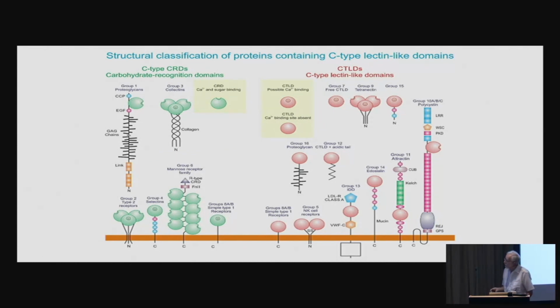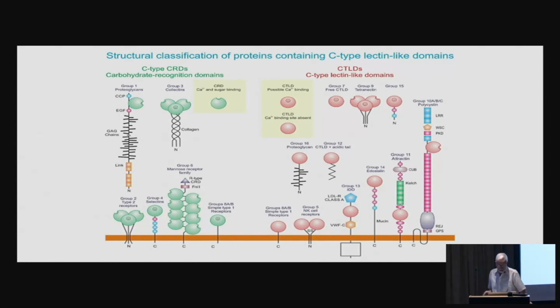And so Maureen has already introduced the fact that these C-type carbohydrate recognition domains occur in many different protein contexts. What I've shown on this slide, just for completeness, is the fact that the C-type lectin domains also occur in lots of different protein contexts, but these are the ones that we would not necessarily predict would bind to sugars. So we have to be careful because we're going to concentrate on the ones that actually do bind to the sugars.